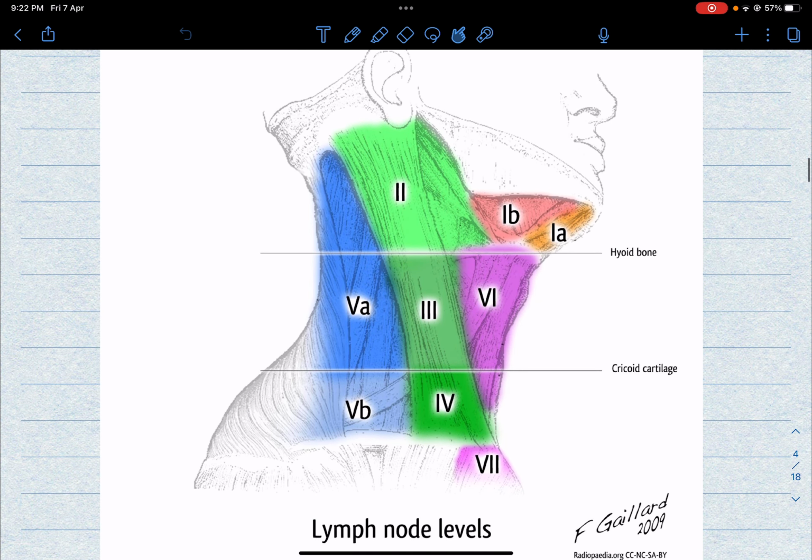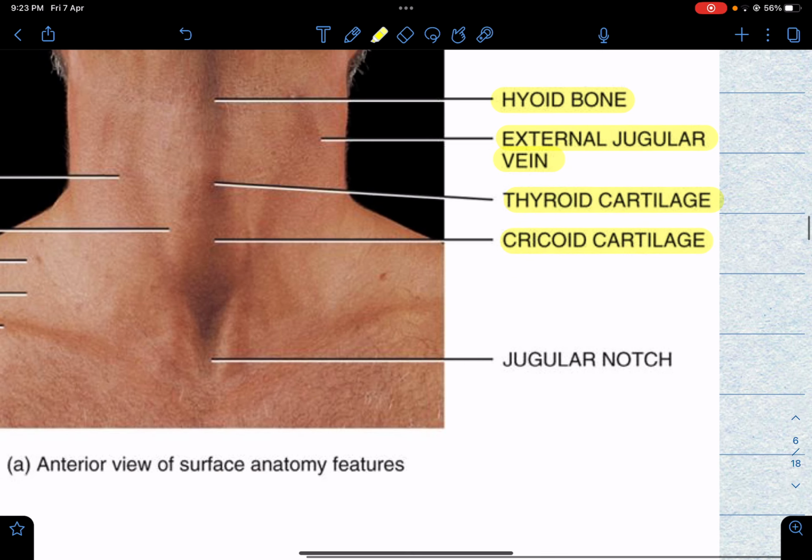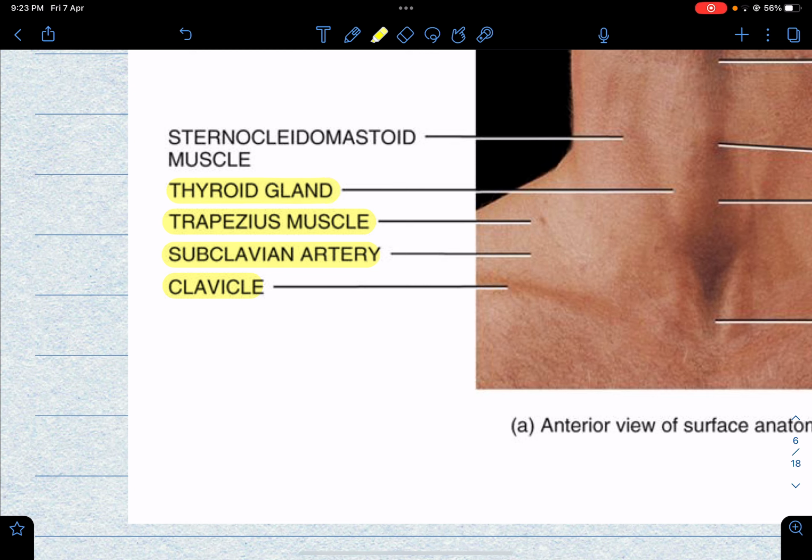Here is the hyoid bone, external jugular vein. I could say here, thyroid cartilage, and cricoid cartilage, which is underneath the thyroid, jugular notch or sternum notch, clavicle, subclavian artery, trapezius muscle, thyroid gland, and sternocleidomastoid muscle.